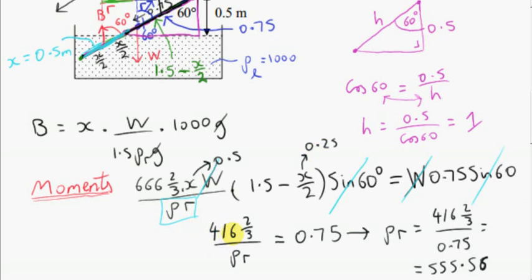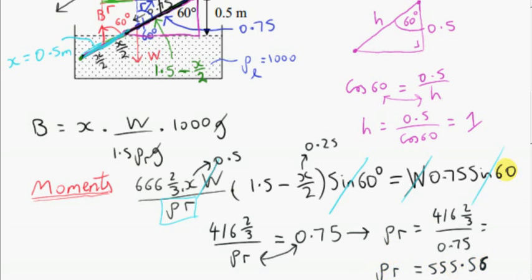If you work this out, 416 and 2/3 over rho r equals 0.75. Just swap these around. So rho r is 416 and 2/3 divided by 0.75, which is 555.55 recurring. I've rounded to 0.56 here. So this is the density of the rod.